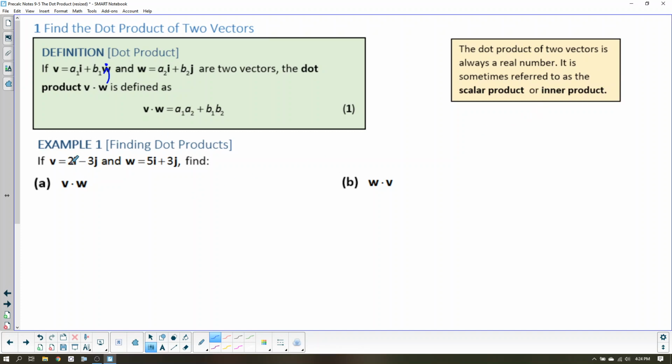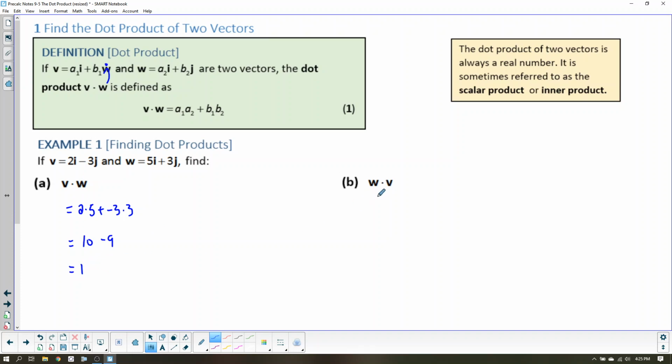So let's see how that works down below here. We want to do v dot w. So according to what it says above, all we need to do is multiply their horizontal components, 2 times 5, multiply their vertical components, -3 times +3, and then we add these two things together. So we get 10 minus 9, which is 1. The dot product of v and w is just 1.